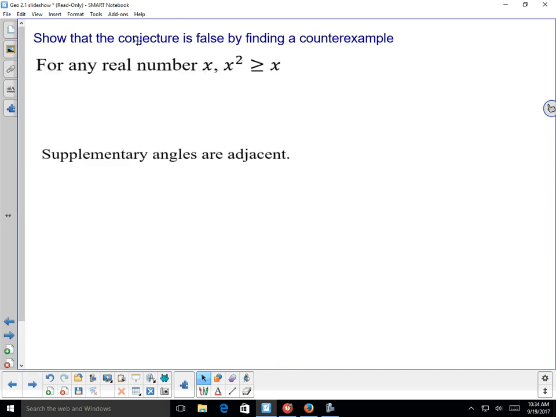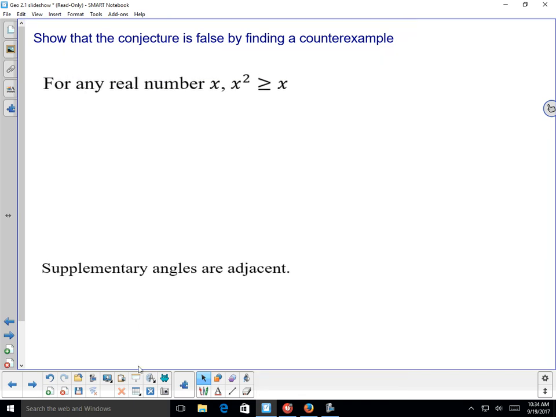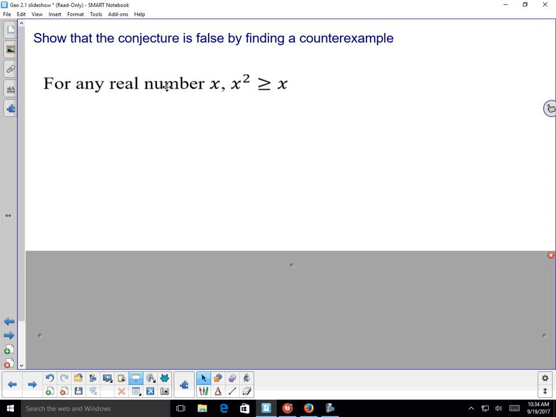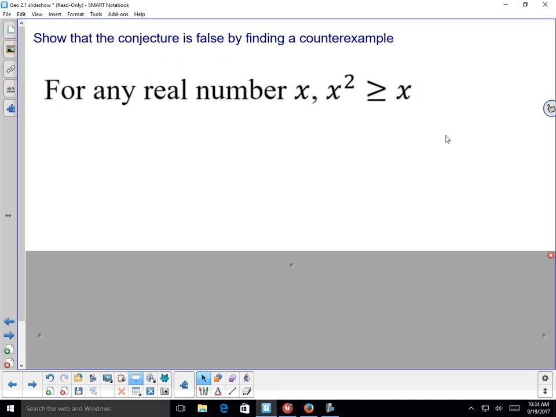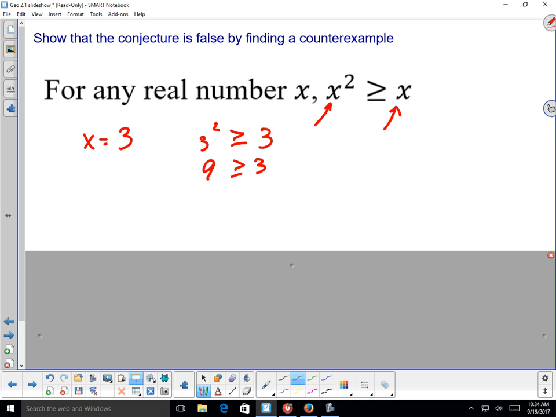All right, let's try this one. Show that this conjecture is false by finding a counterexample. I'm going to leave that one for a little bit. So this first one says, for any real number x, x squared is always going to be greater than or equal to x. Well, let's try a few values, like let's say x equals 3. If I plug that in for x here and here, I would get 3 squared is greater than or equal to 3. So 9 is greater than or equal to 3. Well, that's true. So that's not a counterexample.